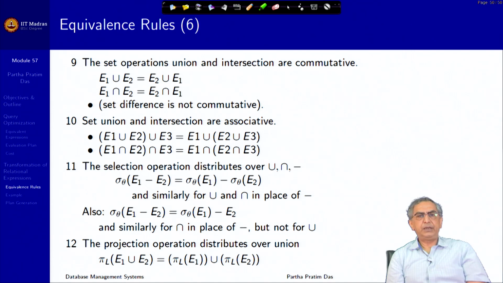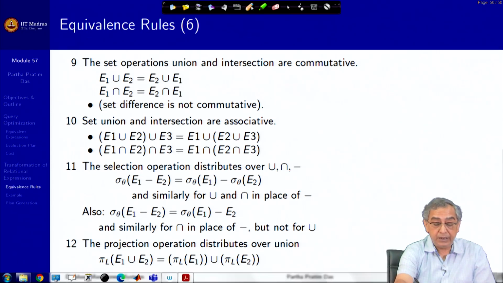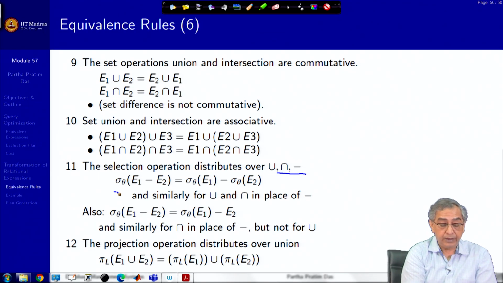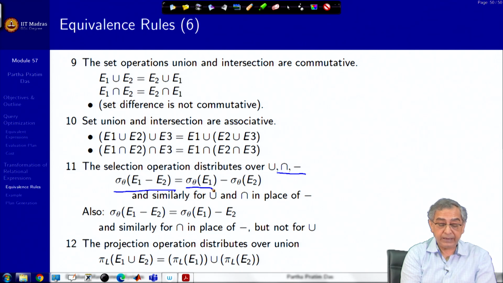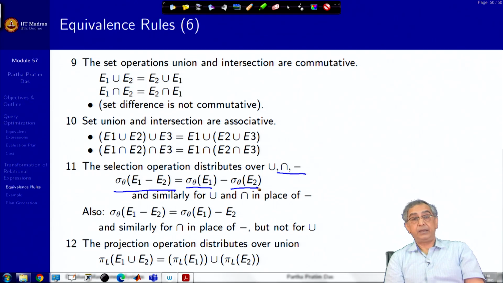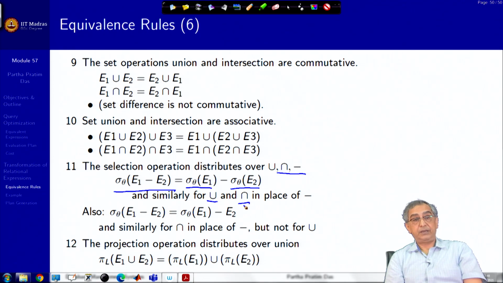Set operations are commutative, union and intersection, not the difference, as you know, A minus B is not the same as B minus A. Set union and intersection are associative, again that is well known. The selection operation distributes over these. So, if you do a selection on E1 difference E2, you can do that by selecting this and by selecting this. The same thing will apply for union and intersection also.